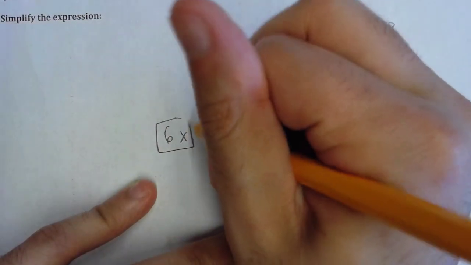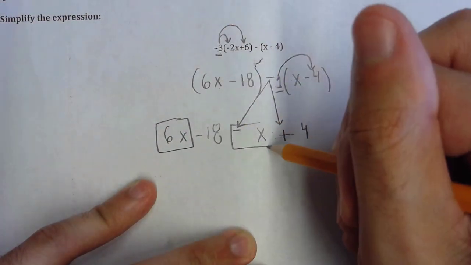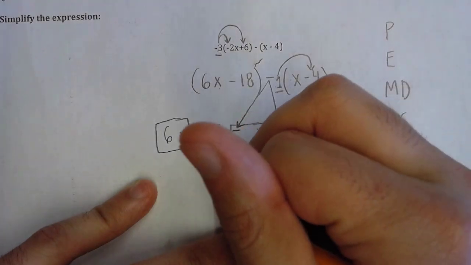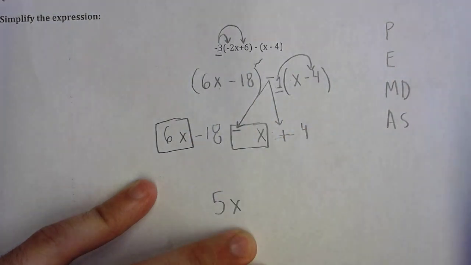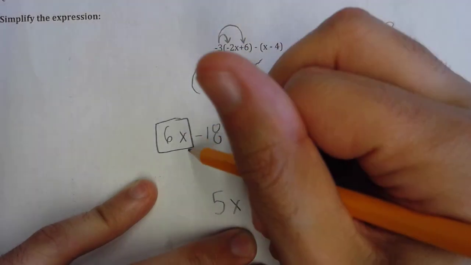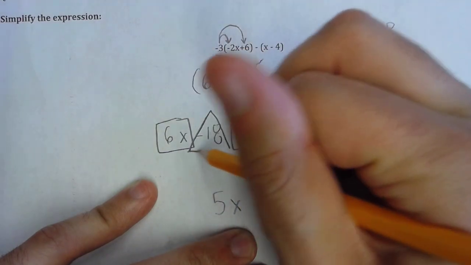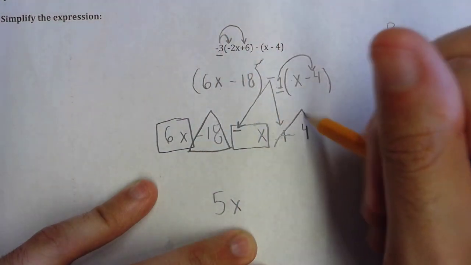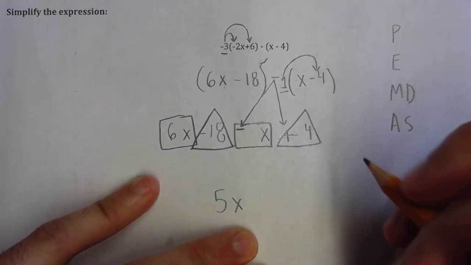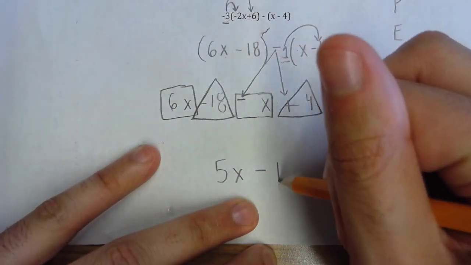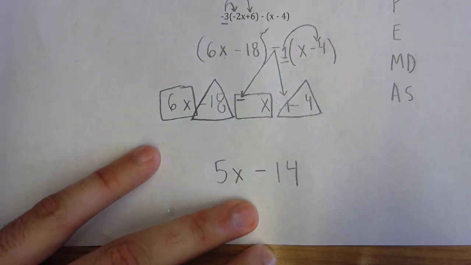At this point, it's just grouping. We have a 6x here, minus an x here. We're left with 5x. And then we're just worrying about the numbers with no variables. We have a -18, in which I'm going to put it in a triangle, and we have a plus 4, which means we have -14. That is the answer that we are looking for.